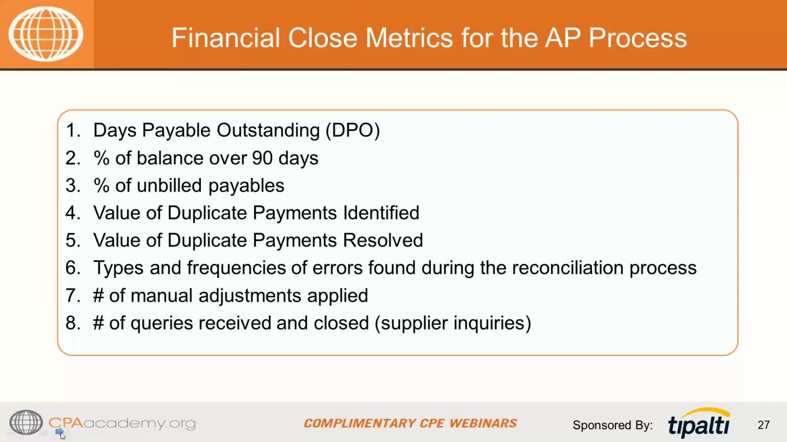Number 7, percentage or number of manual adjustments applied. And one that a lot of companies are starting to track and really pay attention to are the number of queries received and closed, and those would be supplier inquiries for the AP process. And many look at that support as a customer service type of process, and we want to make sure that any supplier inquiries are closed within a specific number of days. So those are the 8 financial metrics to consider for your AP process.